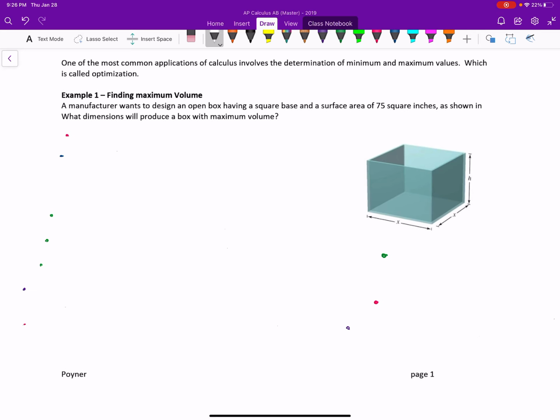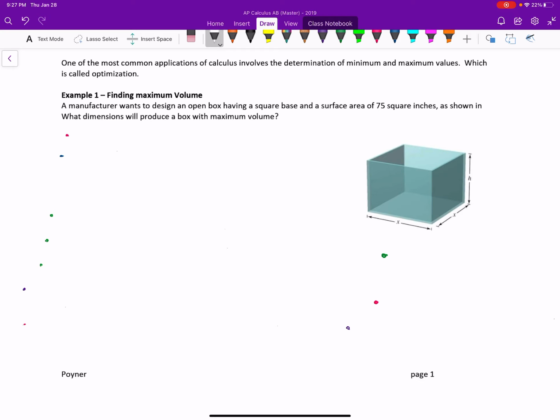It's saying here, for example 1, a manufacturer wants to design an open box having a square base. So here, the two sides of the base are both x, and a surface area of 75 inches, as shown here in the figure. I forgot to add that. What dimensions will produce a box with maximum volume?